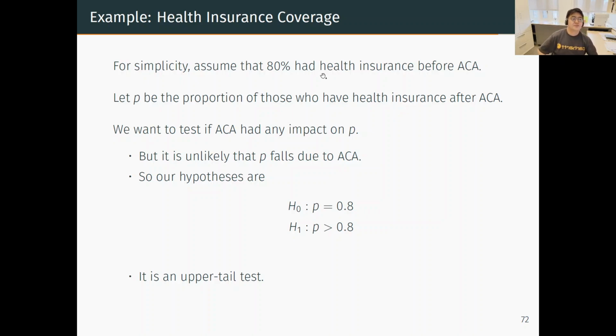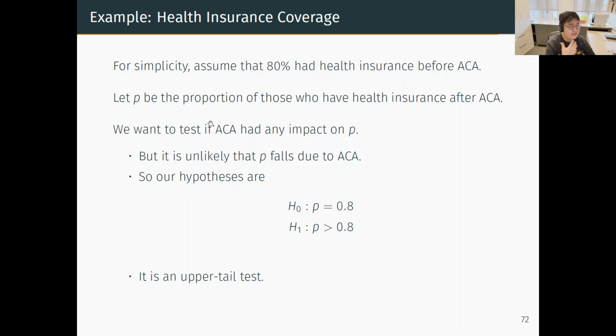We will assume that 80% of people had health insurance before the policy change, right? But after the change, say now we are living ten years ago. When you implement a policy, the data do not clearly show up. So we have to do some statistical inference about the proportion of those who have health insurance after the policy change. Before it is known to be 80%, but after it's unknown.